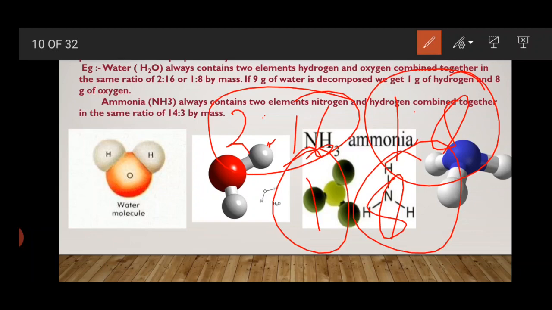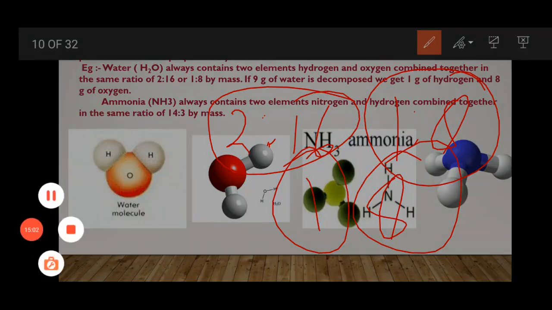2:16. So we will convert them into the smallest whole ratio, that is 1:8. So simply it says that if we take 9 gram of water and divide it, we will get a ratio of 1:8, 1 gram of hydrogen and 8 gram of oxygen. So whatever place or whatever the thing is, if we combine 1 gram of hydrogen along with 8 gram of oxygen, then we are able to get a water molecule.